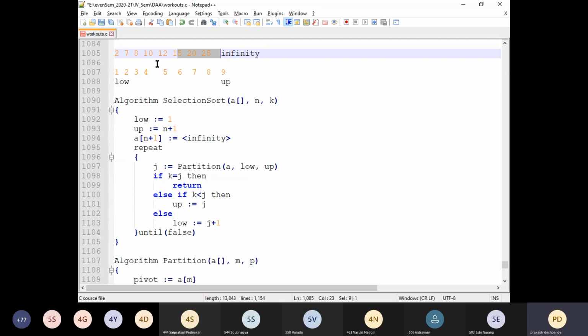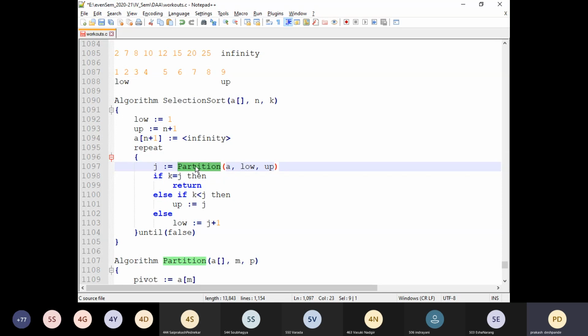This concept you are already aware of. I have explained it in the previous quicksort algorithm. Understanding? Yes, sir.